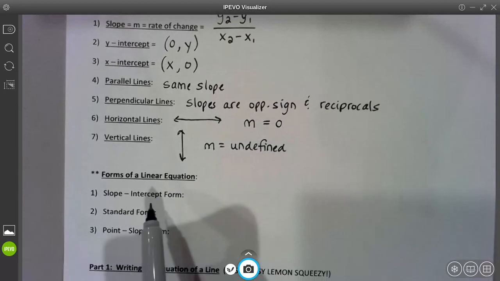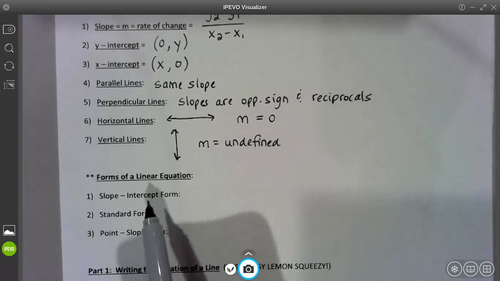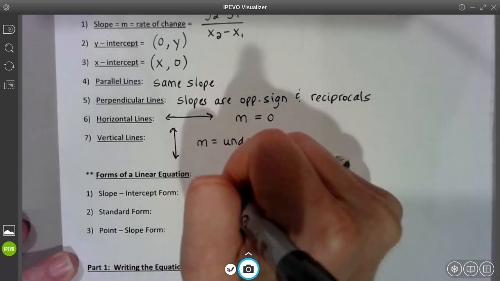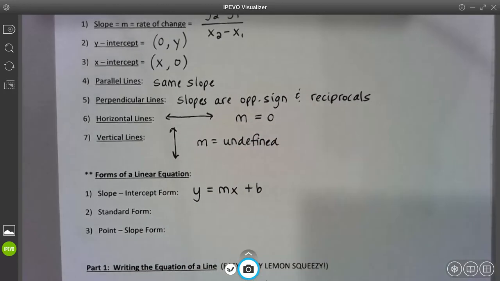Now I just need you to remember that there are different forms that a linear equation can be written in. There's slope-intercept form, everybody's favorite, good old y equals mx plus b. And guys, I don't know if you want to circle that or star that, but that is literally the only formula that I basically make you use. We're going to do every single problem by using y equals mx plus b, okay?